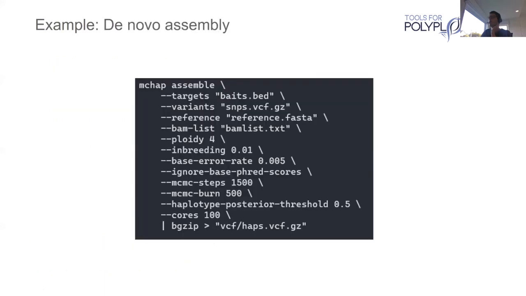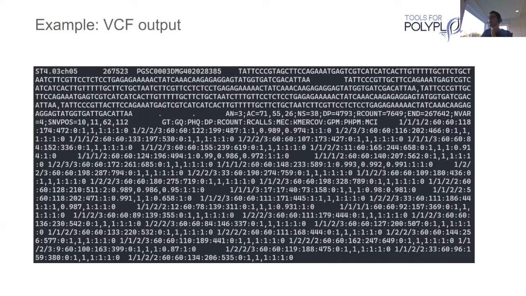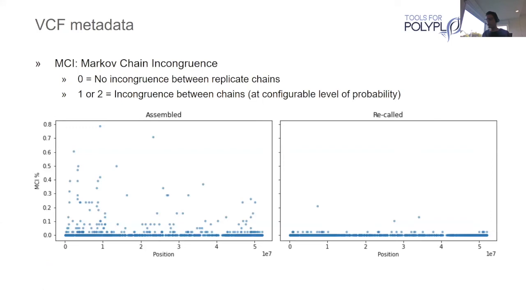So these were my backup slides in case that live demonstration went badly. So I'll talk now a little bit about some of the metadata that we output, some of the more important output fields in that VCF. So we're using a Markov chain Monte Carlo simulation, as I said.